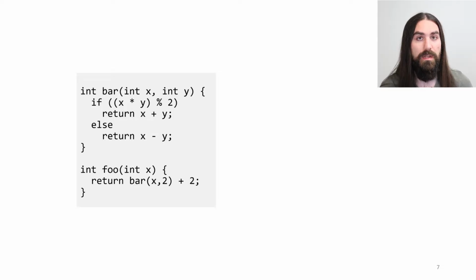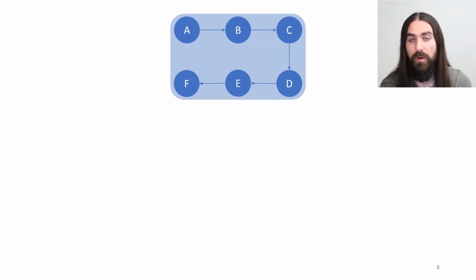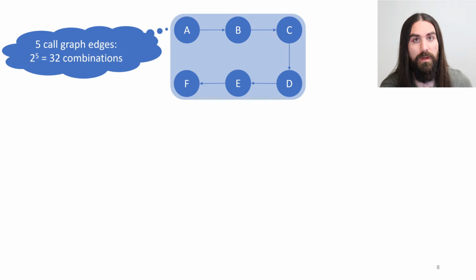But first, I would like to explain the notation I'm using. Here we can see the same example as we saw in the beginning, where we have foo that calls bar. And we can represent this program as a call graph. A call graph has as vertices the functions, and as edges between them the function calls. So we can see here that the function foo calls another function bar. Now switching to a more complex case, we have a call graph with 6 nodes, or 6 functions, and 5 calls between them. So in total, there are 2 to the 5, or 32, different combinations that we would need to evaluate to find the optimum.